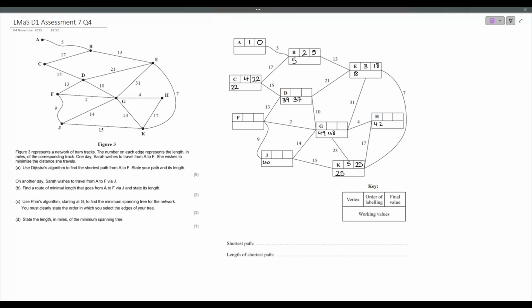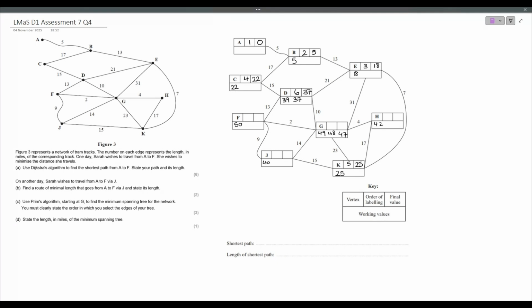I'm going to visit the vertex with the next smallest working value, and that's D with 37. I visited D sixth with final value 37, and I'm going to update the working values of the vertices around D, which don't yet have a final value. 37 plus 13 is 50. 37 plus 10 is 47. And that's it for now.